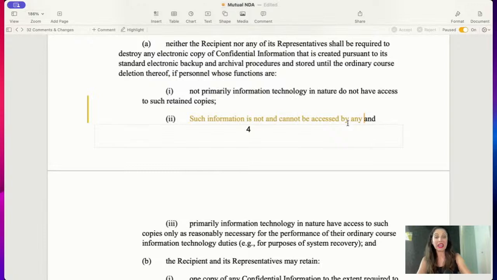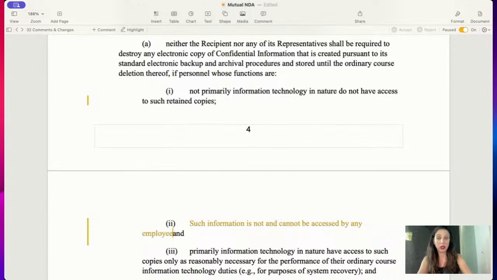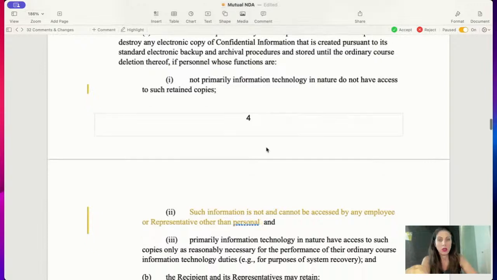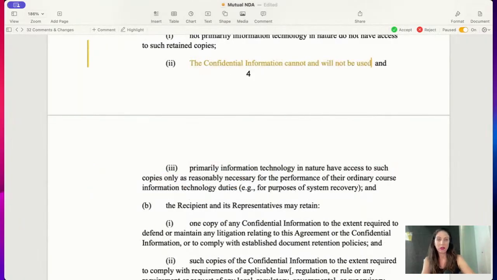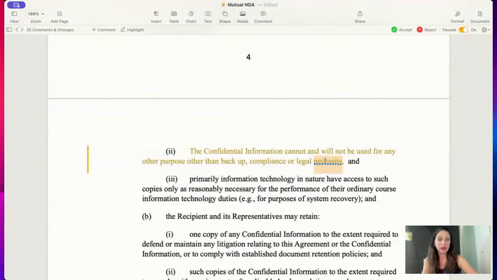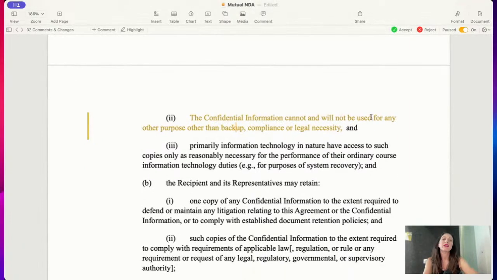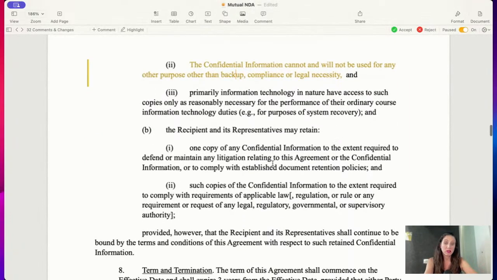It's going to be asked by any employee, representative, or representative other than Sanel. I think this is already kind of stated. Let me reread this. Okay, not primarily. It's said in the negative here. Not primarily information technology in nature and do not have access. So I've further limited this, so that it won't be used for anything else.